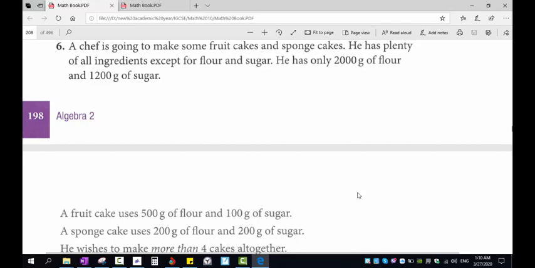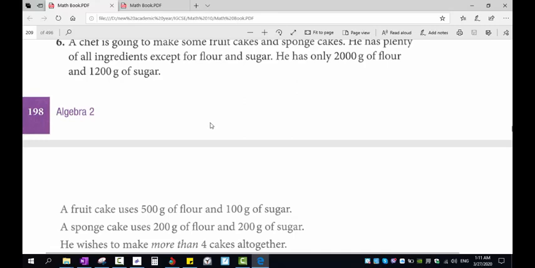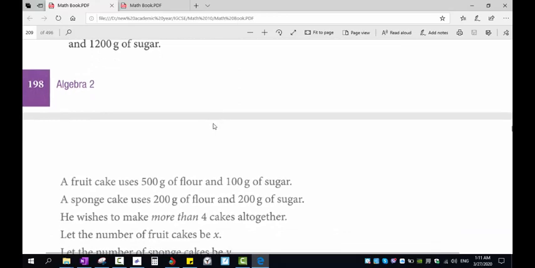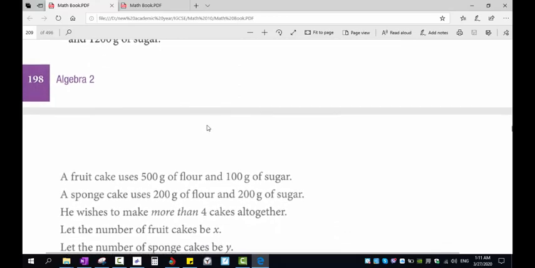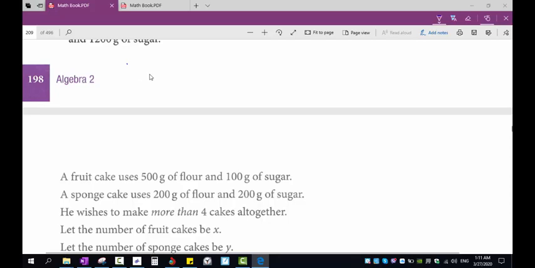The first inequality, the easiest, we can start with here. He wishes to make more than 4 cakes altogether, and in the question fruit cake is marked as X and sponge cake as Y. The first inequality is X plus Y, because he wished to make more than 4. X plus Y should be more than 4. This is the first inequality.